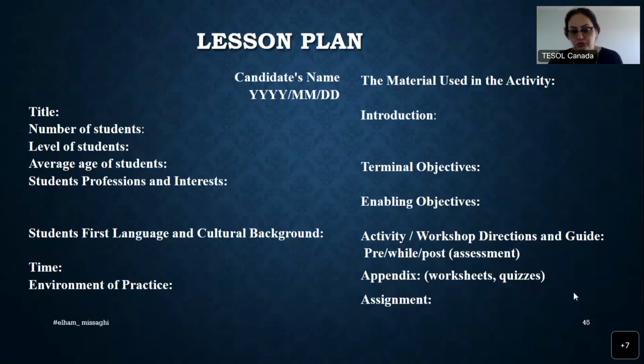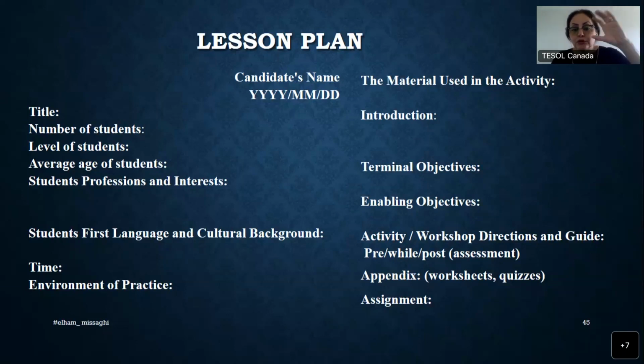Then it goes to process here. Activity and directions. Directions and guide. Pre, while, post. So you get to process, you write pre, while, post. How do you start pre? How do you practice in while? How do you get the feedback? For listening, for reading, for writing, for speaking.